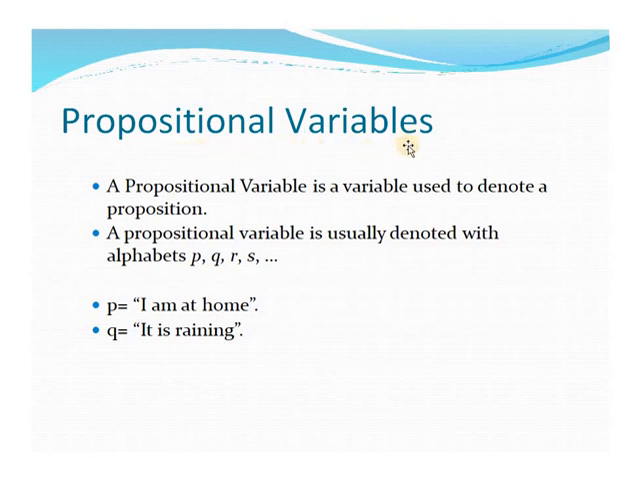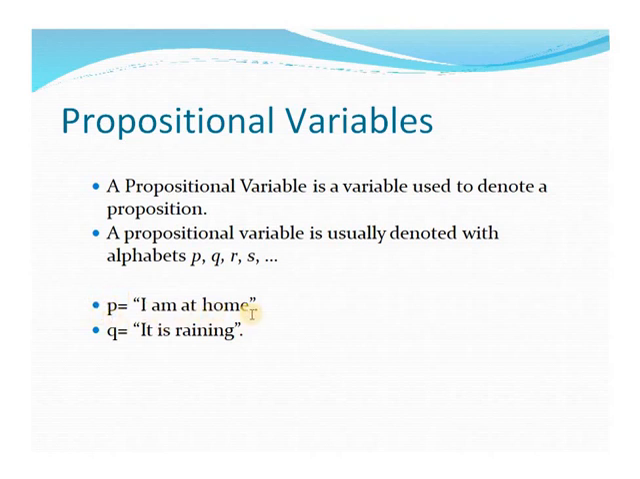Next is propositional variables. A propositional variable is a variable used to denote a proposition. A propositional variable is usually denoted with alphabets P, Q, R, S. So we know we can denote a variable with alphabets, and if you have a proposition, you can denote the proposition shortly using a variable.